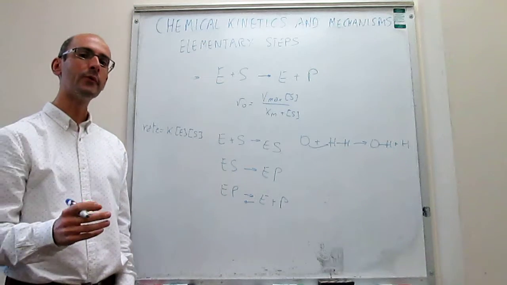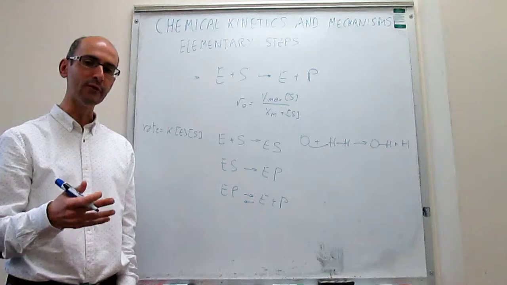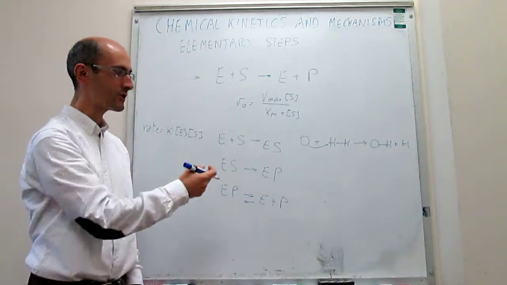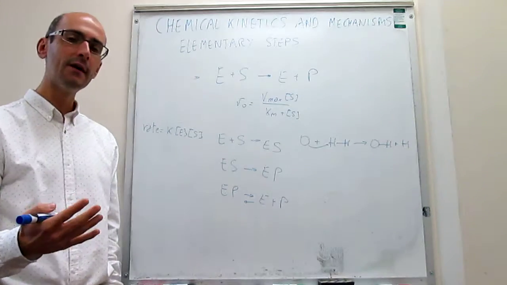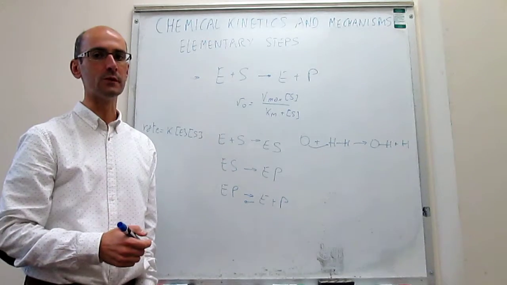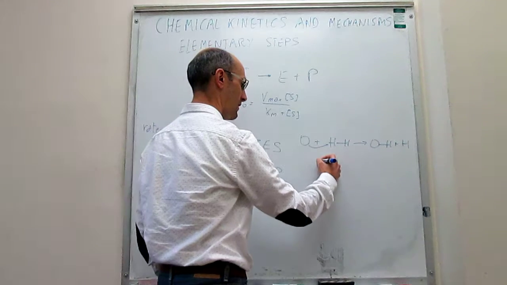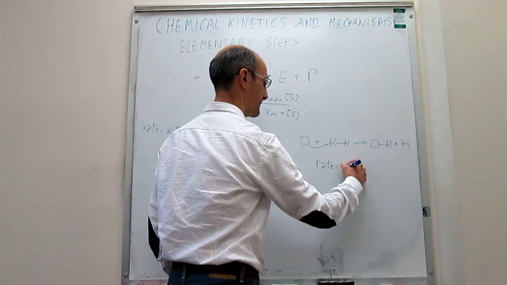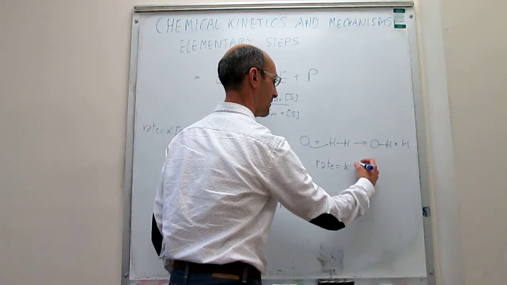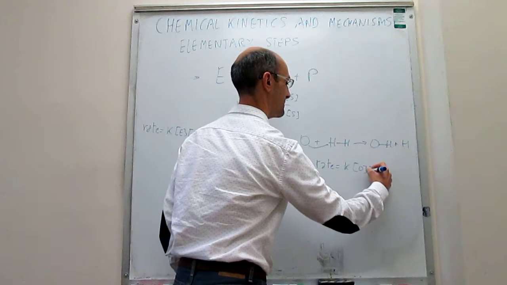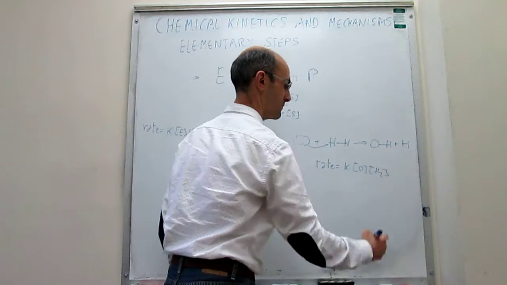Okay, so again, it's quite important. Once you have the elementary steps, or if you're convinced that a chemical reaction occurs in just one step, then there is a direct correlation between the rate law and the reaction stoichiometry. So for this reaction, the rate law would be like this: the concentration of oxygen times the concentration of H2.